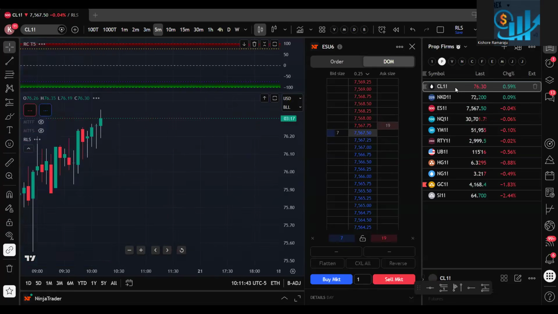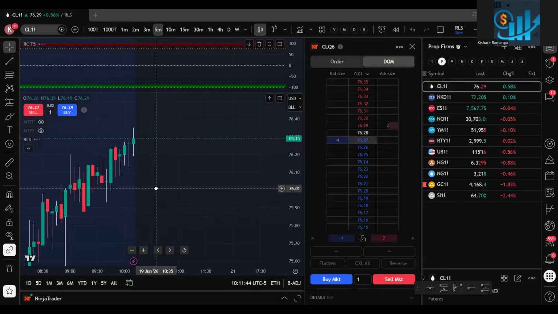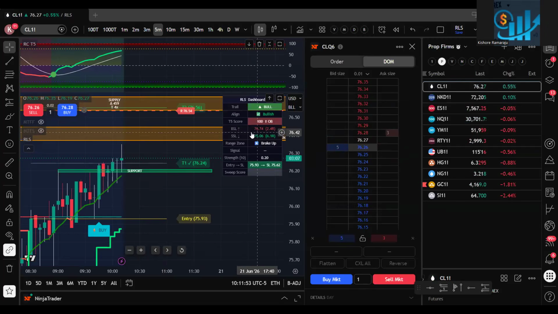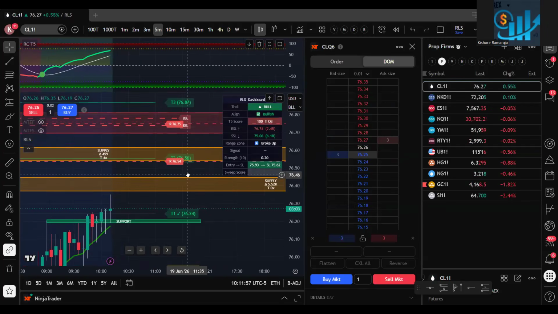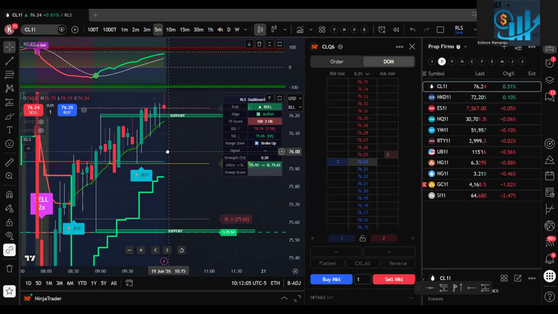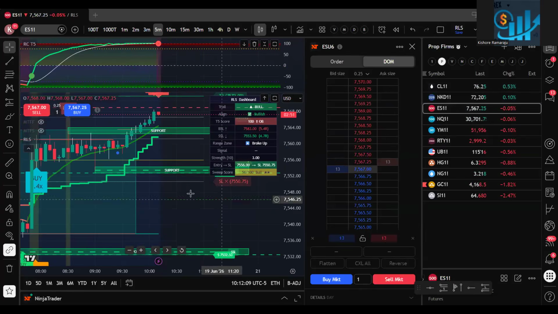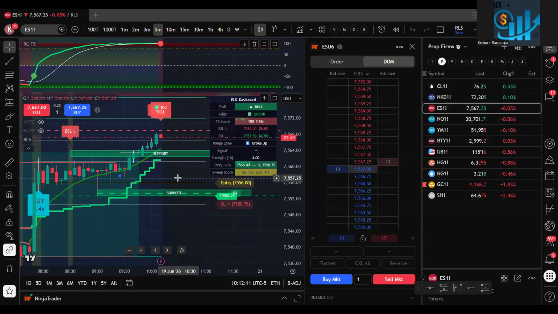The same way, if you go to crude oil, the buy side liquidity is around 76.74. But here it can do stop loss hunting around this point. So that's about the two challenges.